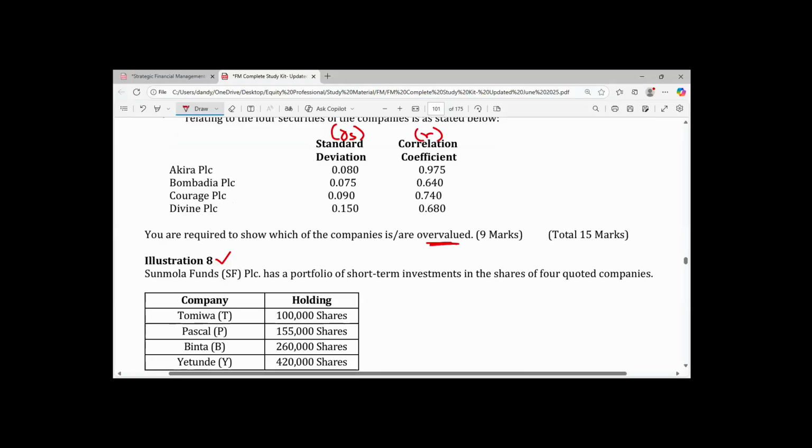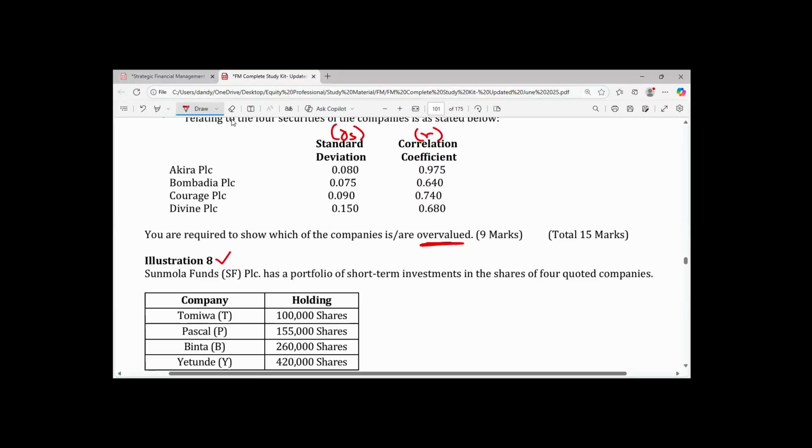So what this simply means is that you need to calculate alpha value. You need to calculate alpha. You can see the examiner did not mention alpha value, but it is implied in the question, because even in the requirement, the examiner says you should determine which of the companies are overvalued. And you know that it is only under alpha that you are going to determine which one is undervalued or overvalued.